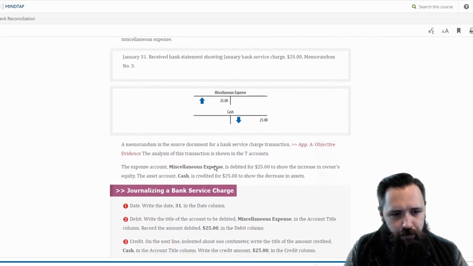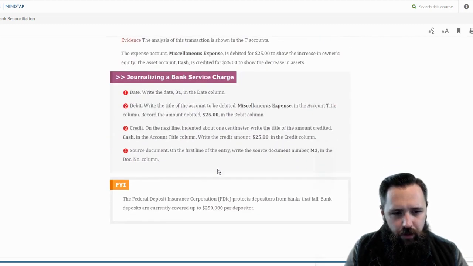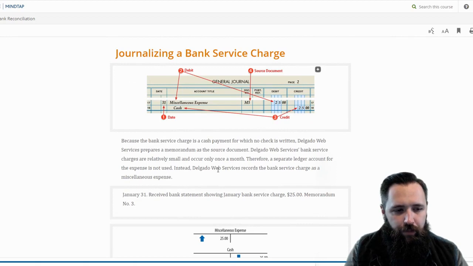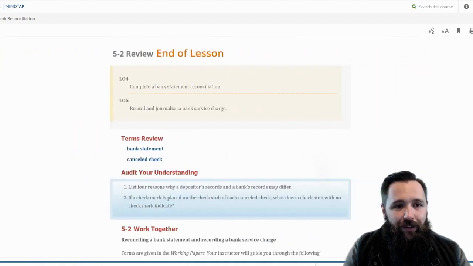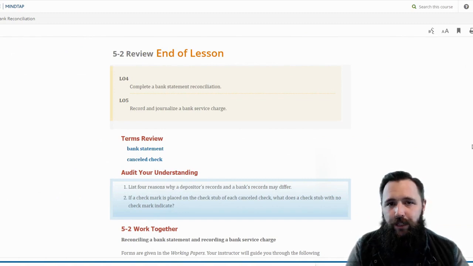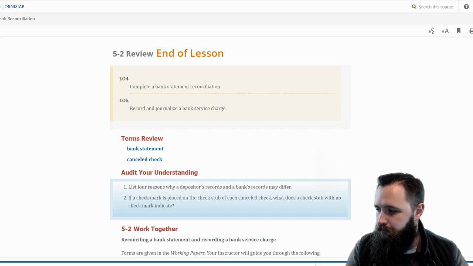All right. Trying to see, is there anything else? I don't think so. And there we go. That's 5.2. So let's jump into the work together and on your own.